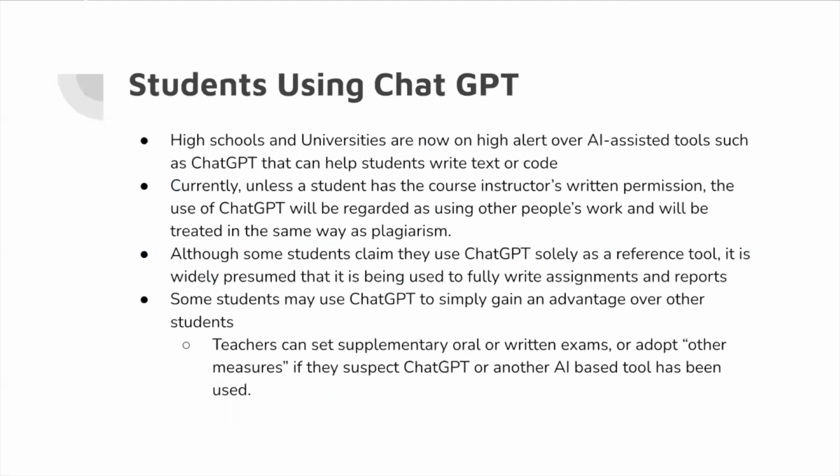So one of the biggest things that has come up in recent time is students using ChatGPT. High schools and universities are now on high alert over AI-assisted tools such as ChatGPT that can help students write text or code. ChatGPT is the most prominent one. There's a bunch of other, not as big ones, but ChatGPT has come to prominence so quickly. As we saw, it was released in November 2022, and it is like the biggest thing on the internet right now. It's absolutely mind-boggling. Currently, unless a student has the course instructor's written permission, the use of ChatGPT will be regarded as using other people's work and will be treated the same way as plagiarism.